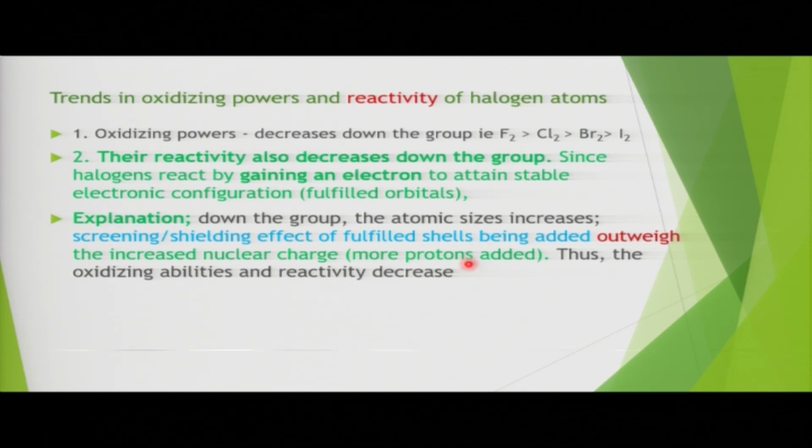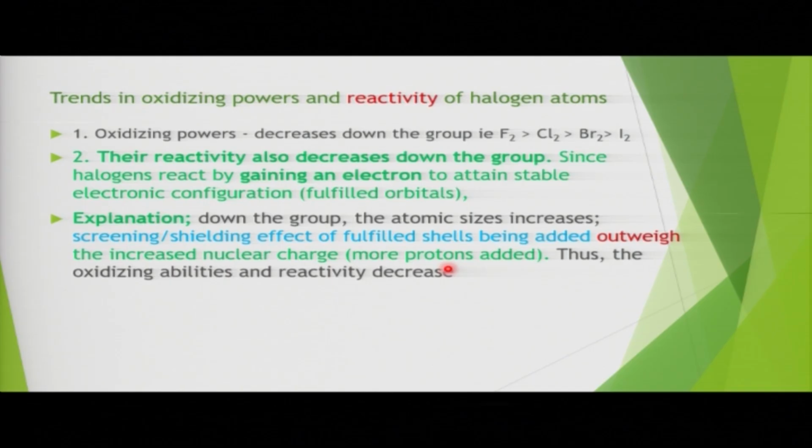You notice that we are using the same explanation now and again. These are trends. They apply in every group. Down the group, atomic size increases due to more shells being added. As shells are added, more electrons are added, which increases the shielding effect or the repulsion between the electrons. And that repulsion outweighs the increased nuclear charge, because each electron added on the atom comes with a proton inside the nucleus. But with the shielding effect outweighing the nuclear charge, the ability to attract electrons reduces.